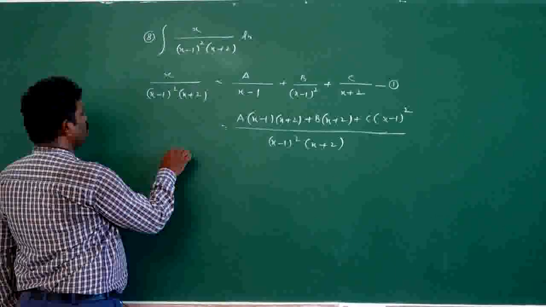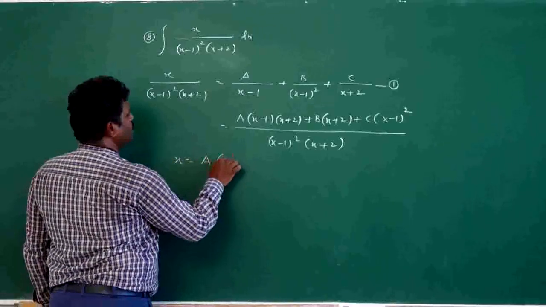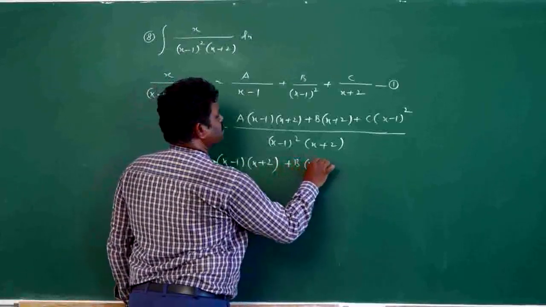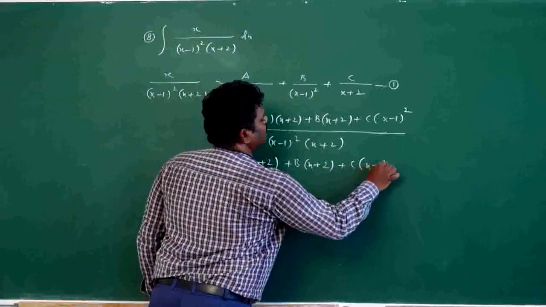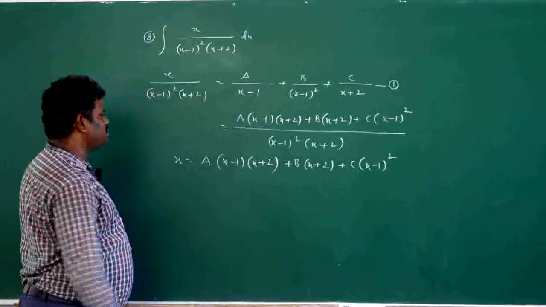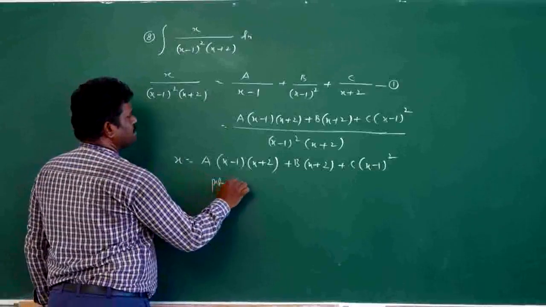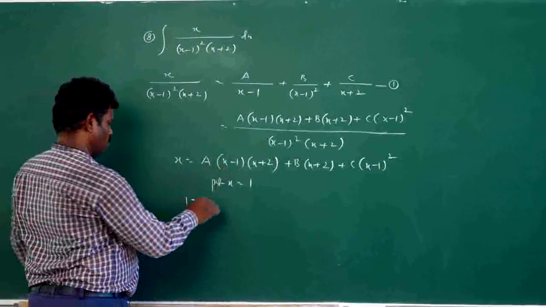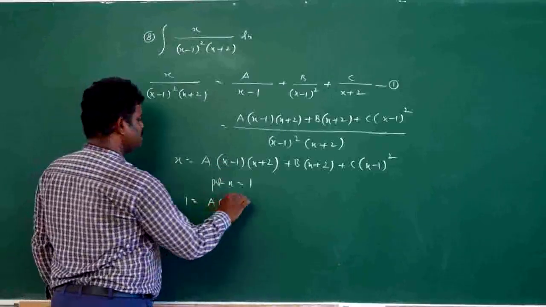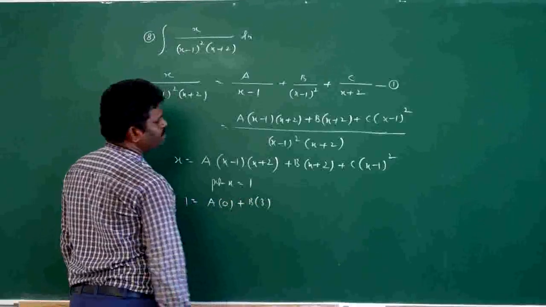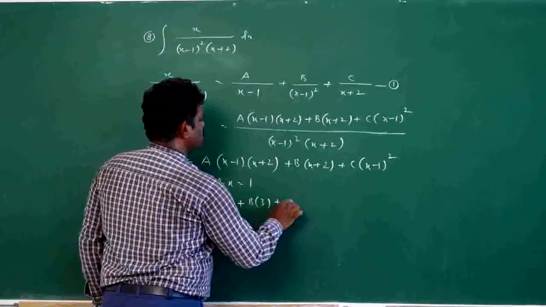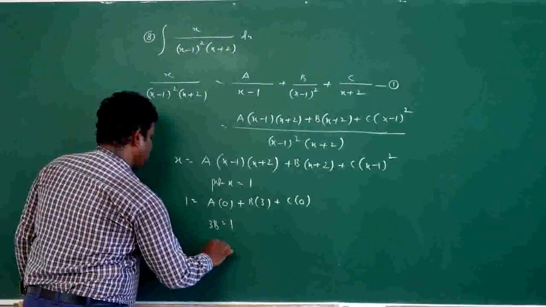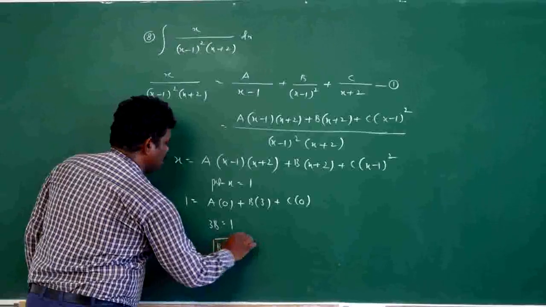Now comparing the numerators, x is equal to a into x minus 1 into x plus 2 plus b into x plus 2 plus c into x minus 1 whole square. Put x is equal to 1 in the above equation: 1 is equal to 1 minus 1 is 0, a into 0, plus b into 3, 1 plus 2 is 3, then c into 0. So 3b is equal to 1 and b is equal to 1 by 3.